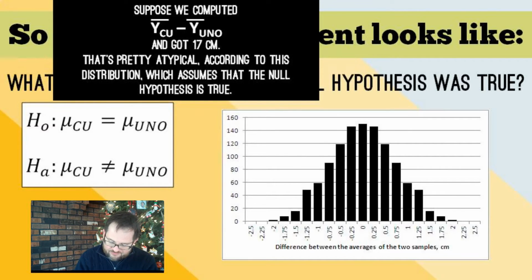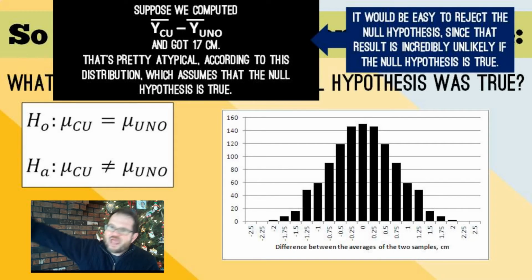I mean, my graph only even goes up to a difference of 2.5 centimeters. 17 centimeters is way off in the tail of this distribution. It practically never would happen. Under the null hypothesis, finding that the averages of the groups were this different, 17 centimeters, is really, really unlikely.